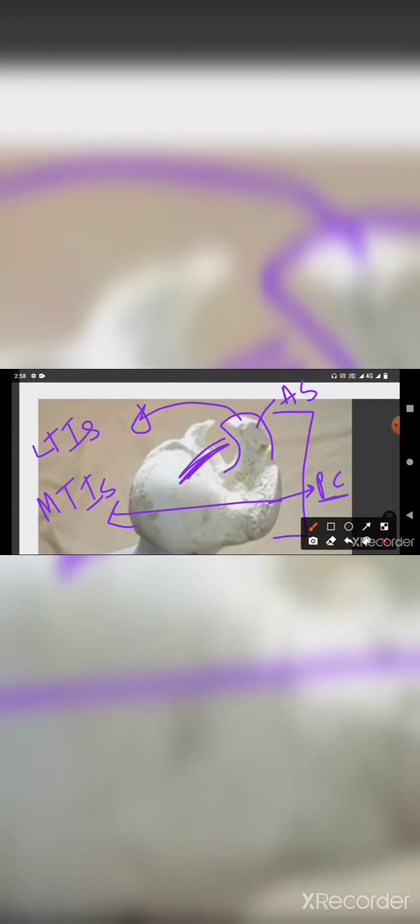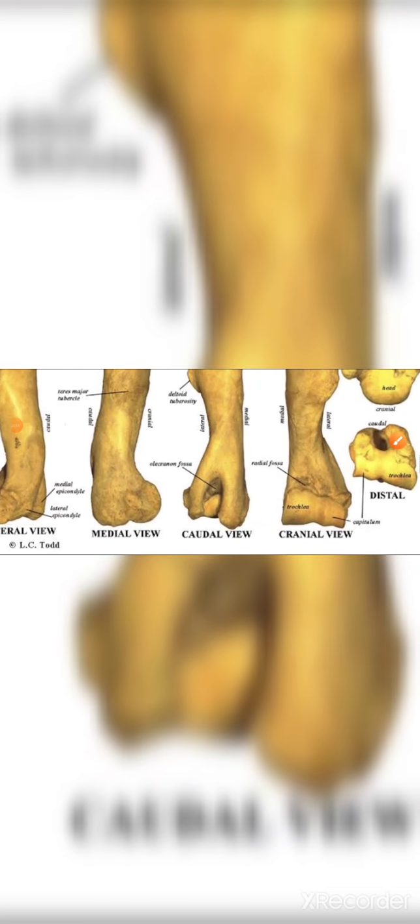And let us come to the medial tuberosity. Again the medial tuberosity is divided into anterior part and posterior part. This is all about the proximal end. Now we will discuss the distal end of the humerus.